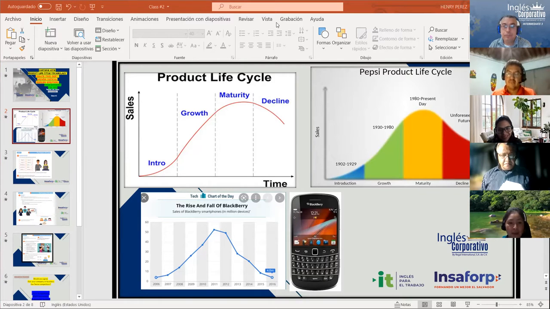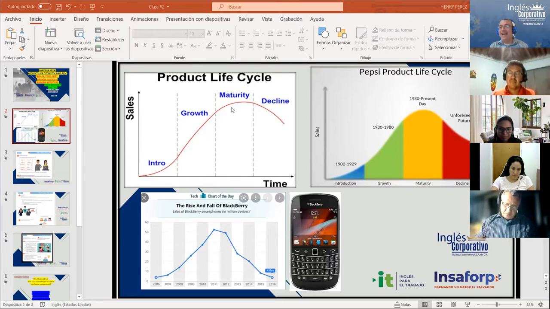Teacher, would you mind explaining about this word maturity? I don't understand very well. Can you explain that stages? No problem. The maturity is when the product reaches a level where it doesn't rise anymore. Okay? It reaches a level of steadiness. Un nivel fijo. Ya no hay más subidas. Like Coke. Exactly. Yes.